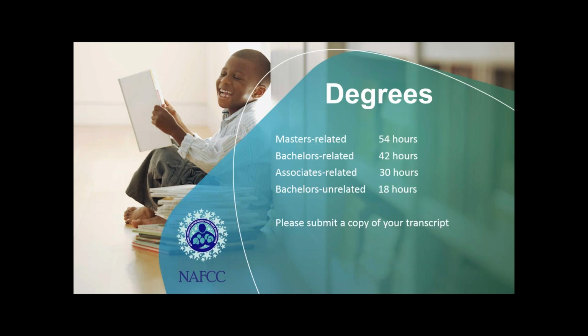Associates in early childhood education, child development, or a related field can be submitted up to 25% of training hours, which equals 30. And then if you have a bachelor's that's unrelated, so like in accounting or something, you can also submit those and it will just be counted for 15% of your required training hours, which equals 18 hours. If you're going to submit a degree, please submit a copy of your transcript. It doesn't need to be an official copy, but submit a copy of your transcript or of your actual degree. And that way we can count those hours towards your 120 training hour requirement.